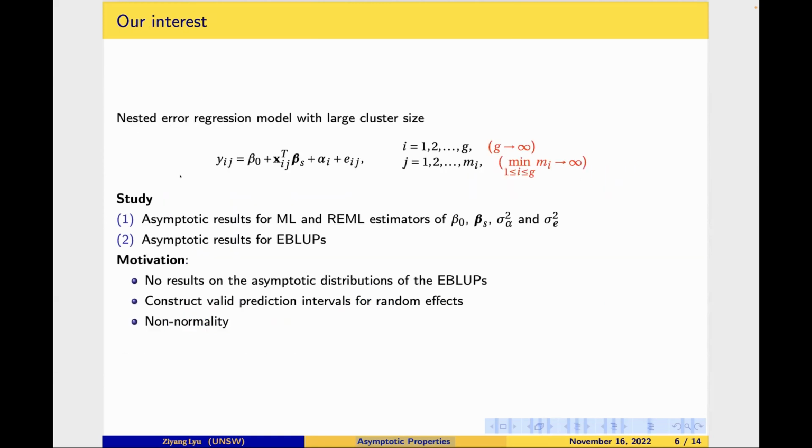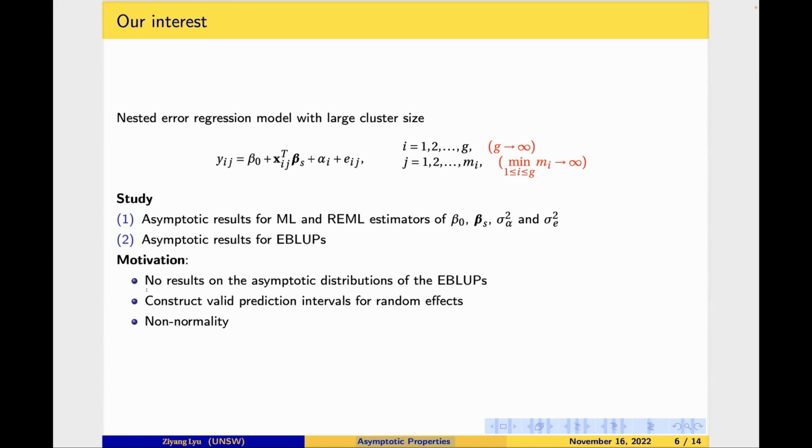What we are interested in is the nested error regression model with large cluster size, Yij equals beta naught plus Xij transpose beta S plus alpha i plus eij, where G and Mi go to infinity. What we want to study is, first, the asymptotic results for the maximum likelihood and REML estimators of beta naught, beta S, and sigma alpha square, sigma E square. And second, the asymptotic results for the EBLUPs.